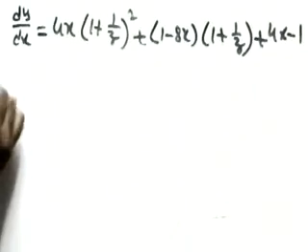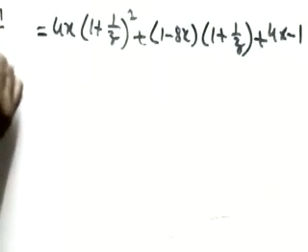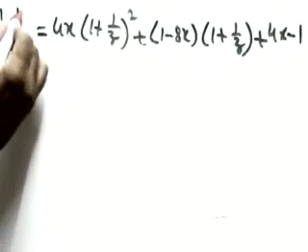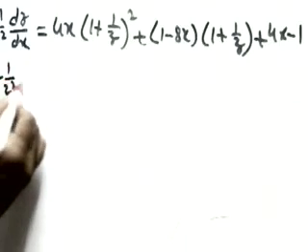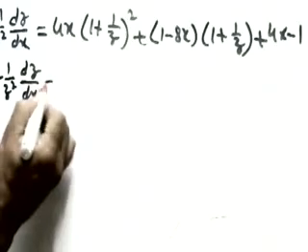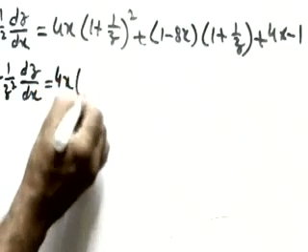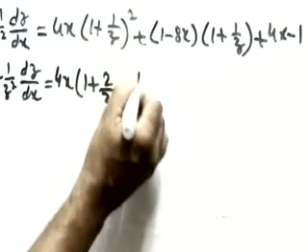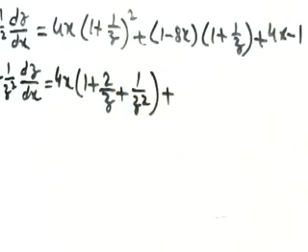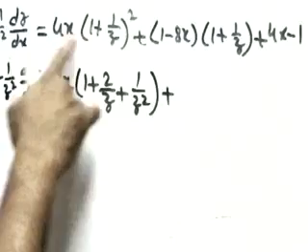Now let us continue solving this question. In place of dy by dx, we have to write minus 1 by z square dz by dx. So minus 1 by z square dz by dx equals, let me solve this one. This is (a plus b) whole square, let me expand it: a square plus 1 square, 1, plus 2ab, 2 ones are 2, 2 by z, plus b square, 1 by z square. Now let me multiply this one.